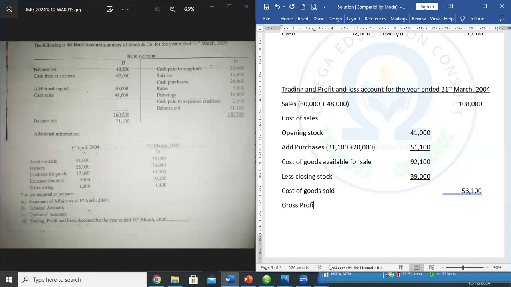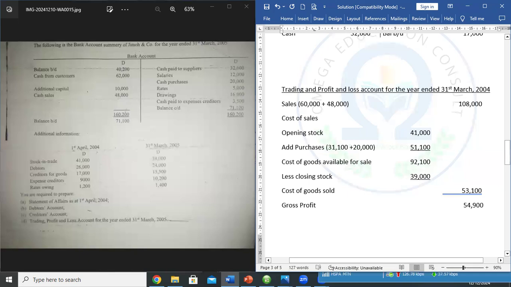So gross profit of 54,900. Great, very simple. So that will end the trading account. You move on to the profit and loss account. You add other income, you less expenses. Do we have other income? Discount received, commission received? I don't see anything like that here.